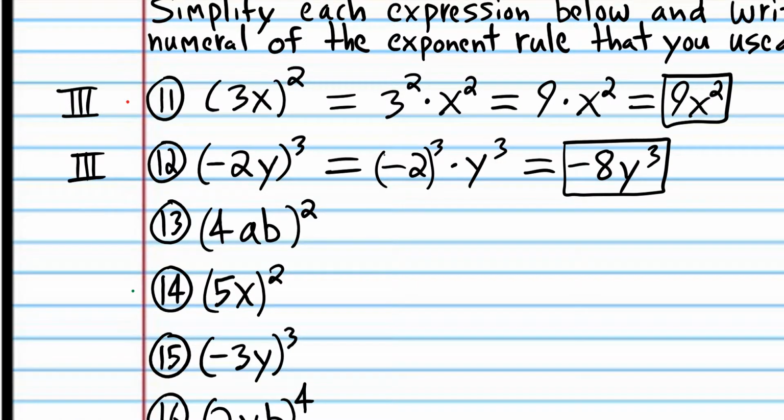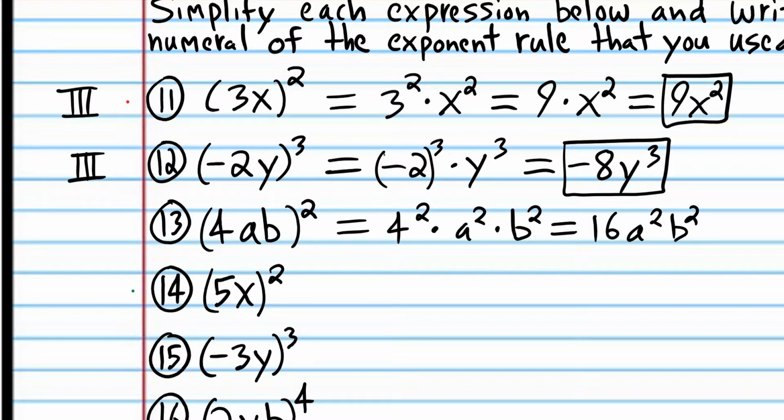All right, so now let's try number 13. Now, I want you to understand that the product can be more than one number. See, we have 4, we have A, and we have B, and you're raising that to a power. So that works the same way. You just take 4, raise it to the second power. You take A and raise it to the second power. And you take B and raise it to the second power. And 4 to the second power is 16. And then you can just put the A squared and the B squared right next to the 16, and you're done. So that is rule number 3.